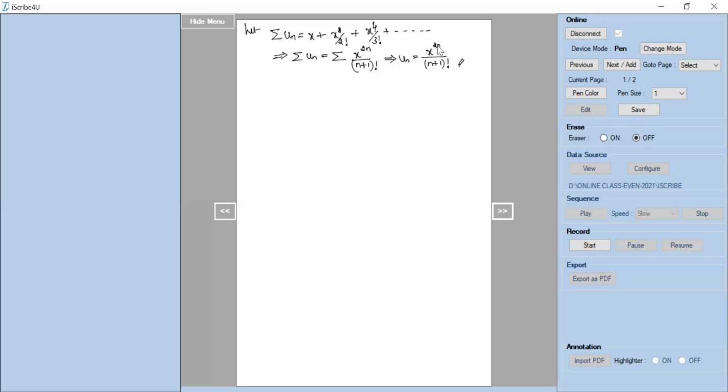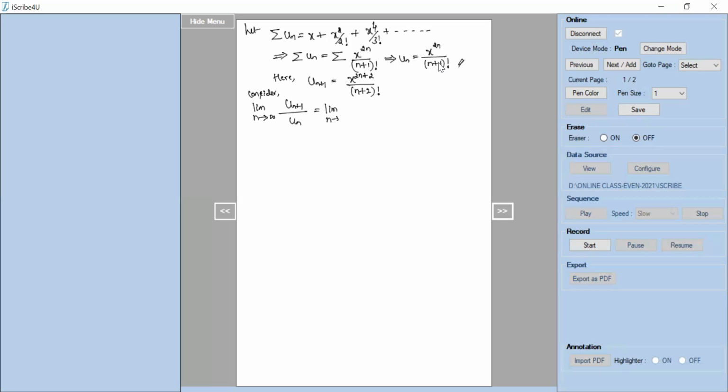Now, this is the nth term, so the n plus 1th term, un plus 1, is nothing but replacing n by n plus 1. It becomes x power 2n plus 2. If I put n equal to n plus 1, it becomes 2 into n plus 1, that is 2n plus 2. In the denominator, n plus 1 plus 1 becomes n plus 2 factorial. Now consider the limit as n tends to infinity of un plus 1 divided by un.